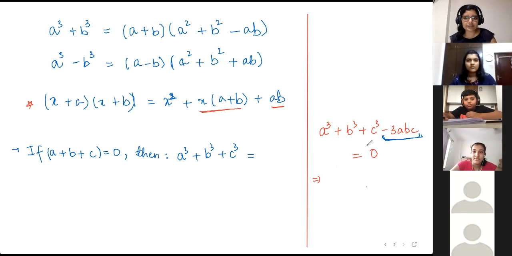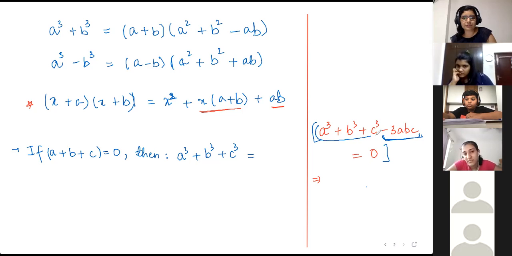So I am asking you simply, what will be the value of A cube plus B cube plus C cube? You just have to rearrange it. Just rearrange this equation that you have. I'm asking you only about this portion. So have this on the LHS. So on the RHS, what do you have? What is this part equal to then?